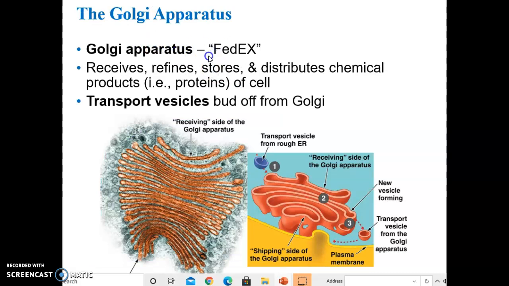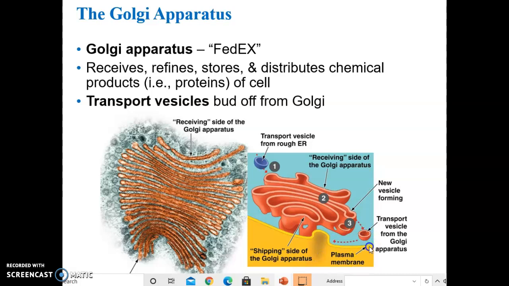Okay. So then the Golgi apparatus, it's often considered like FedEx in the sense that the Golgi apparatus, once it receives proteins, is able to modify the proteins and identify where they're supposed to go next. So just like FedEx gets packages and is able to ship them places, the Golgi receives and refines, modifies, will store proteins, and then finally distributes them to where they're supposed to go. Okay? And the way it does that is by a transport vesicle budding off of the Golgi, and will transport those proteins to wherever they're supposed to go.